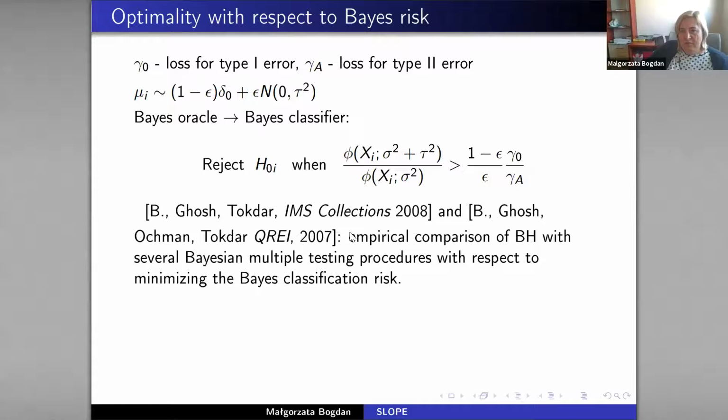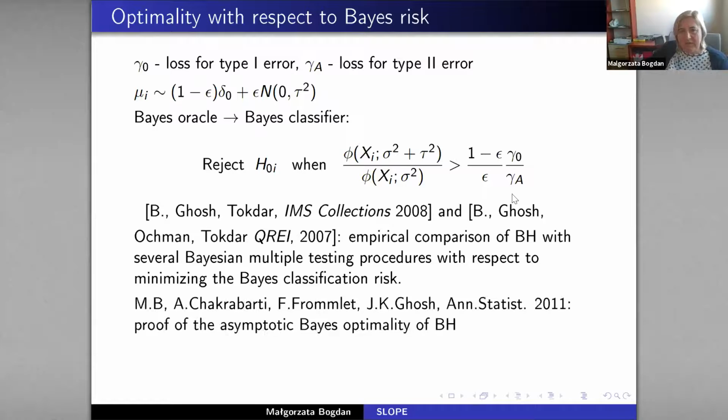And these are the results which I did, and I did it with several people. So at first we did empirical studies. These two papers which you are seeing here, we did empirical studies where we actually compared the Benjamini-Hochberg procedure to many other procedures in terms of a Bayes risk, so expected value of a cost. And then we actually proved that under certain conditions, the Benjamini-Hochberg procedure allows you to achieve this optimal cost.